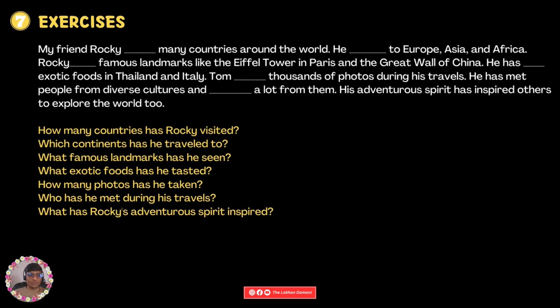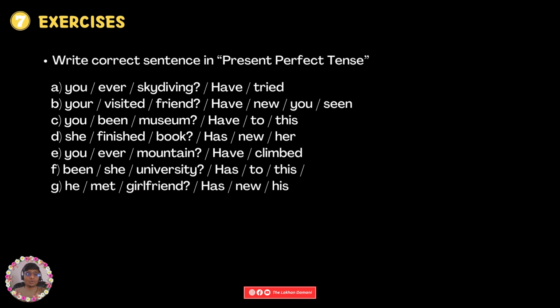Here are the last two points. Number 7, exercise. You have to fill in the blanks, first of all, using has, have, or the verbs we have here. And there are some questions at the end of this. After completing this or filling in the blanks, you can answer them to practice. Pause the video and practice. That's all I would say. This is one more exercise.